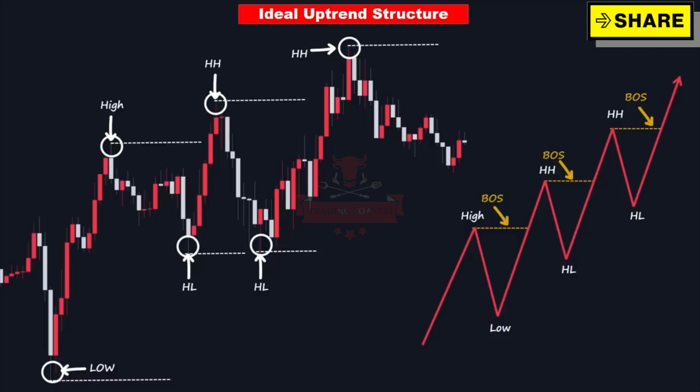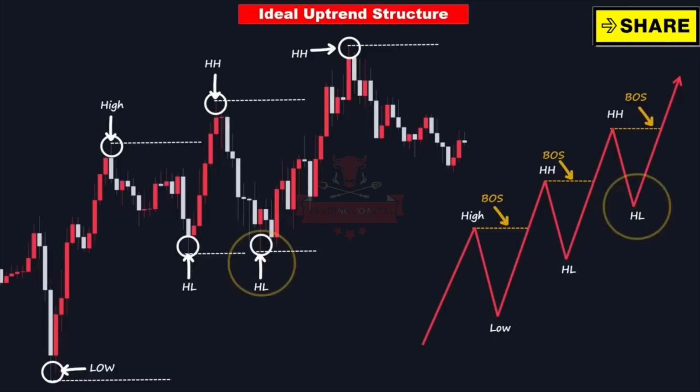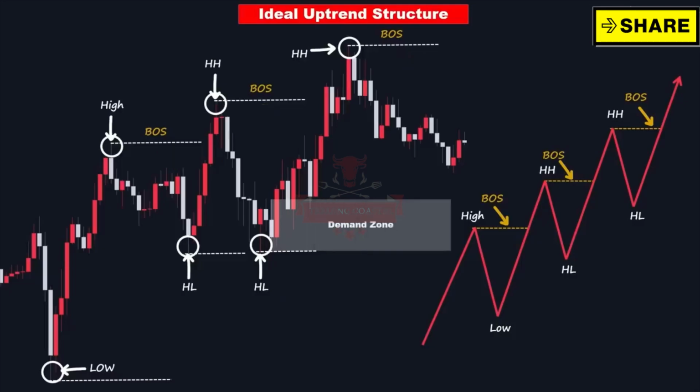In an uptrend, prices consistently form higher highs and higher lows. The price typically breaks the previous highs while holding the lows. An uptrend ends when the price breaks one of the major lows to the downside. For example, to maintain the uptrend, it's crucial that price does not break this major low. Whenever the price breaks a major high to the upside, it forms a break of structure and establishes a demand zone associated with the BOS wave.